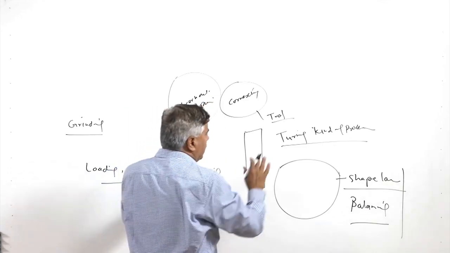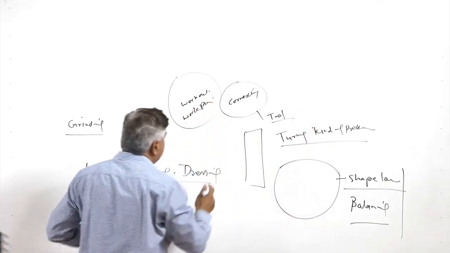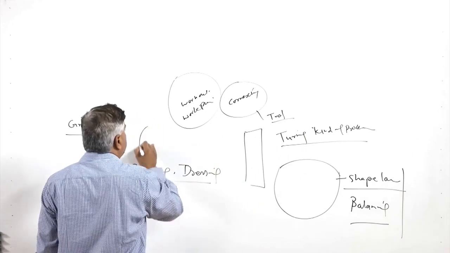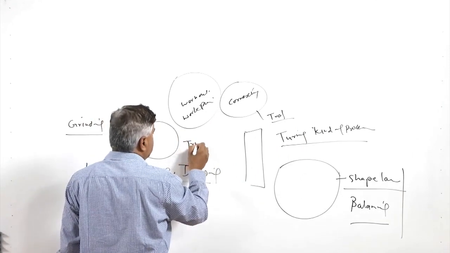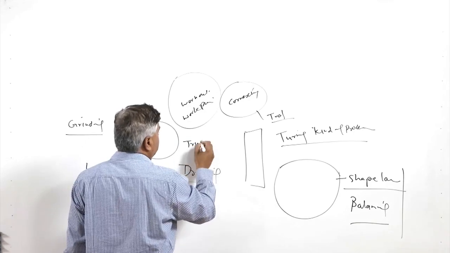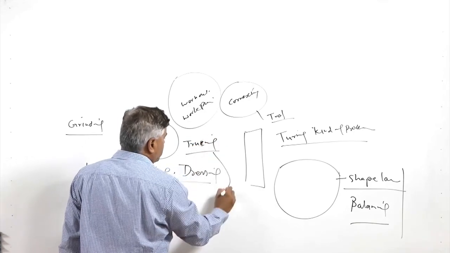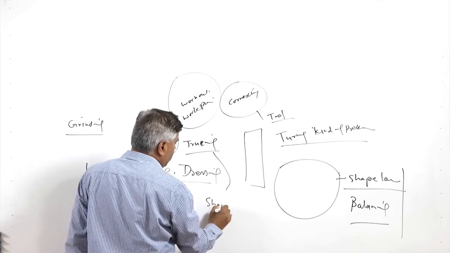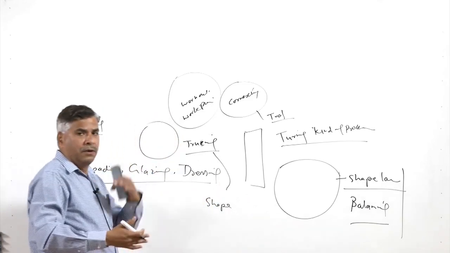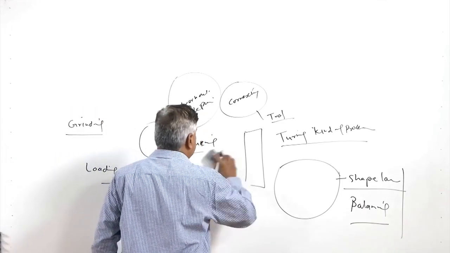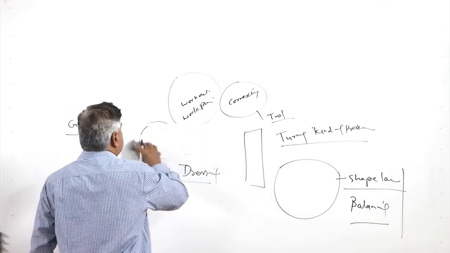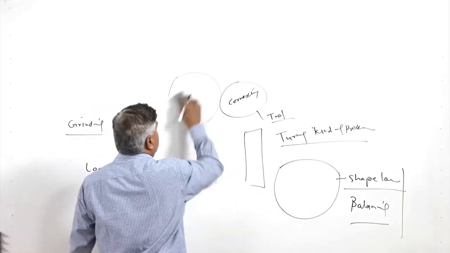This in turn leads to the perfect circular shape of the wheel, and this process is called truing. Truing is a process where the shape of the wheel is brought back to the original circular shape when its shape goes out of the circular shape due to non-uniform wear.